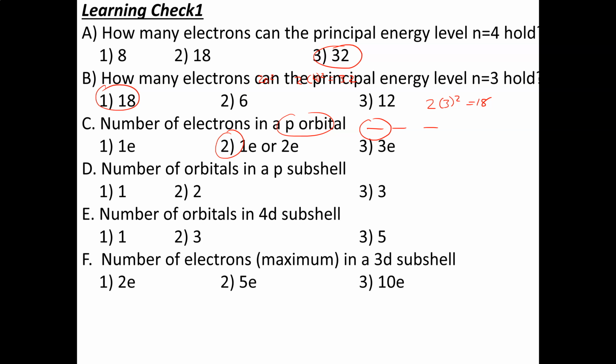Number of electrons in a 3d subshell? Well, d has 5 orbitals, right? So we're going to put 5 slots, 1, 2, 3, 4, 5. Each one can hold 2 electrons, so you have a total of 10 possible as a maximum.